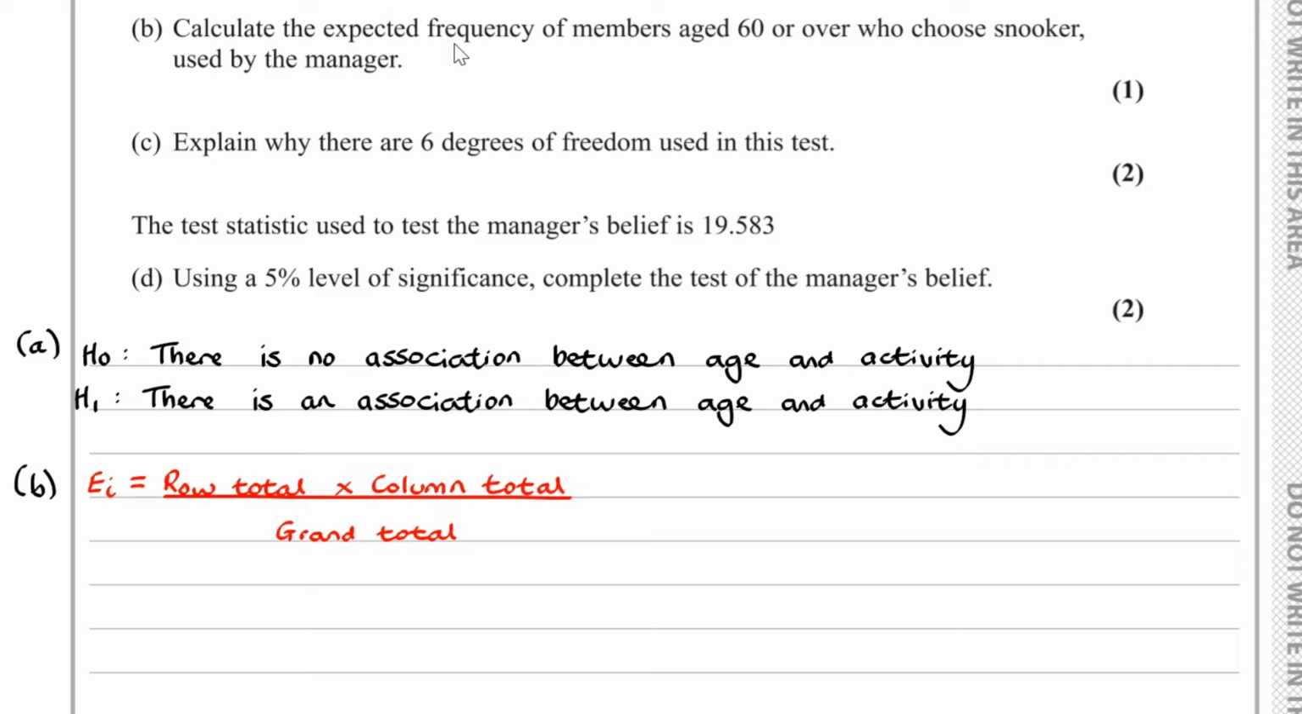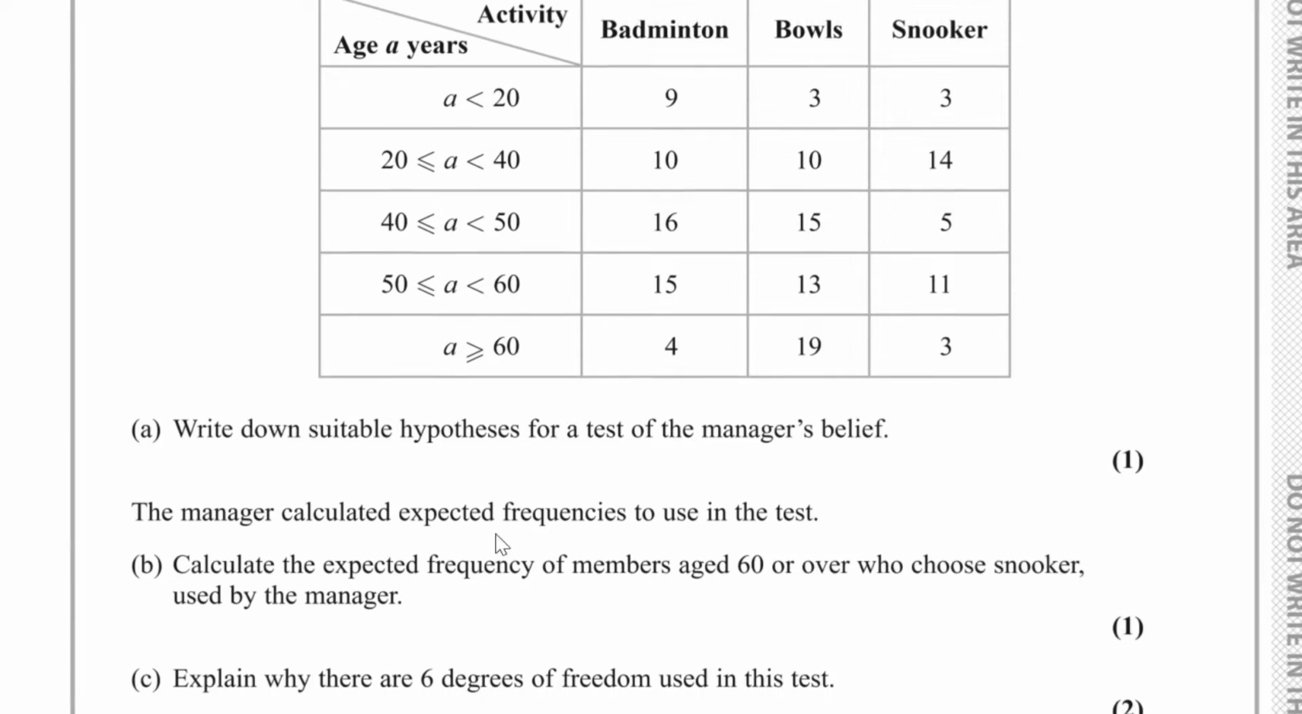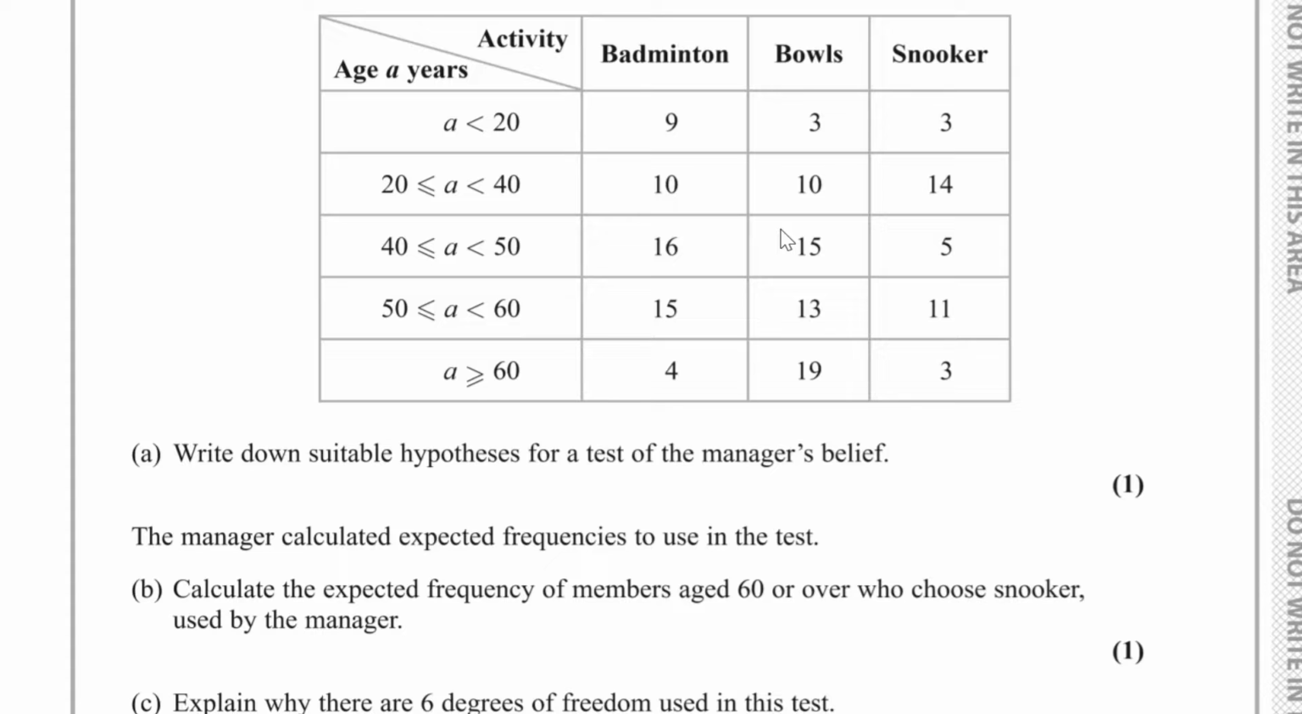So first of all, for this question, the expected frequency is given by the row total times the column total all over the grand total. So let's work out the row and column totals. 9 plus 3 plus 3, that would be 15. 10 plus 10 plus 14, that would be 34. 16 plus 15 plus 5, that would be 36. 15 plus 13 plus 11, that would be 39. 4 plus 19 plus 3, that would be 26.